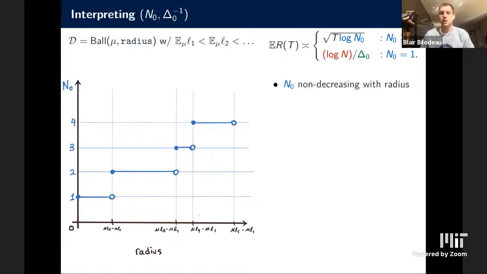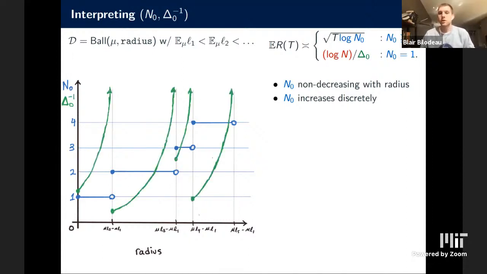So to take away from this, as the radius increases, the number of effective experts is non-decreasing. We can only be adding in more effective experts. And it's going to increase discretely, which means that at these jump points, there's going to be a point where the experts can swap positions in expected loss, and we add a new expert to our effective expert set.